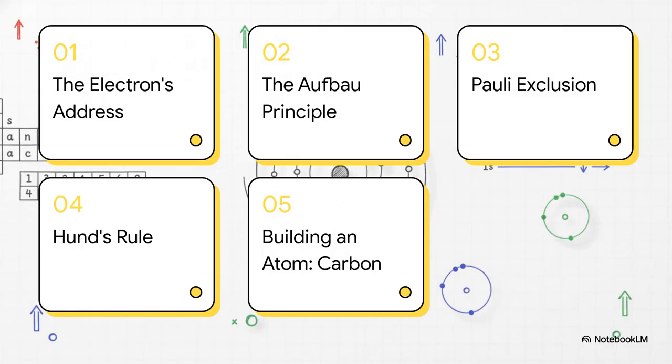So here's the game plan. We'll start by figuring out what an electron's address even is. Then, we'll go through the three key rules that tell us how electrons fill up that space. And to finish, we'll put it all together and actually build an atom, carbon to be exact, step by step.